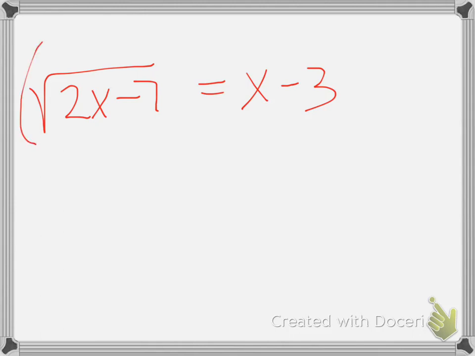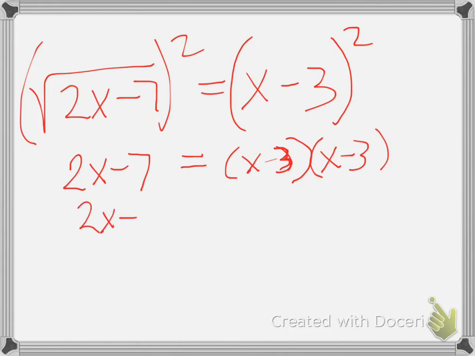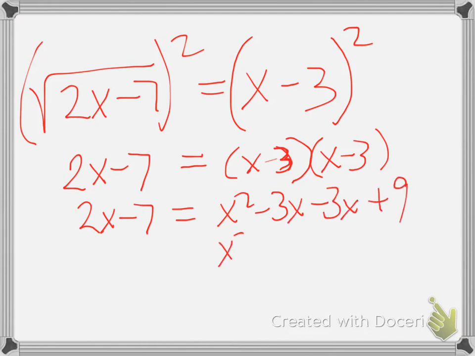So I'm going to square both sides. But remember, it's this whole thing squared, so this is why it's getting a little bit harder. The left side equals 2x minus 7, but the right side, you're going to have to FOIL it. That's a 3. So you got 2x minus 7 equals x squared minus 3x minus 3x plus 9. So x squared minus 6x plus 9.